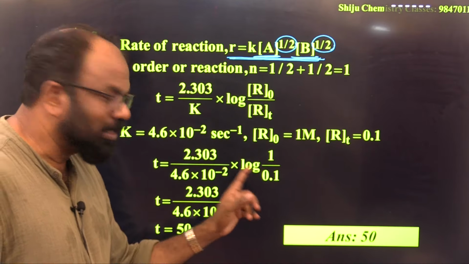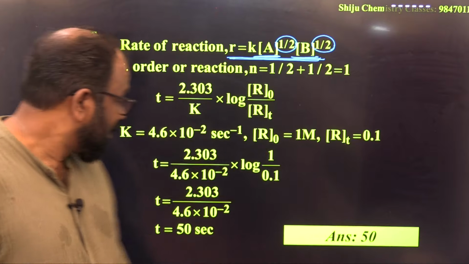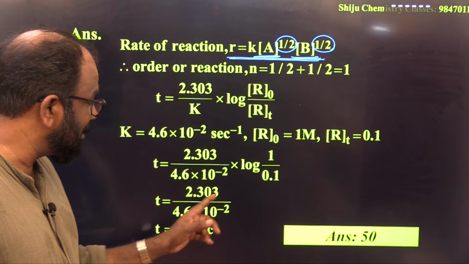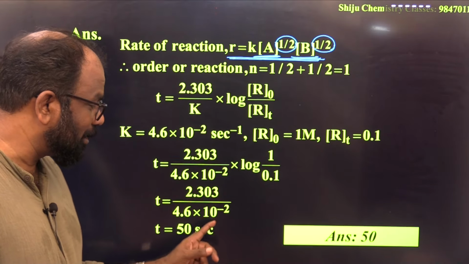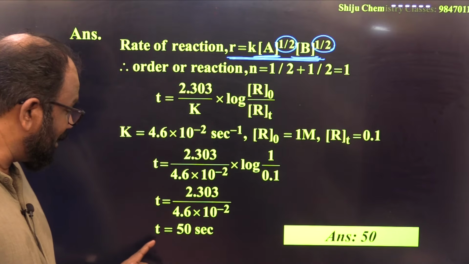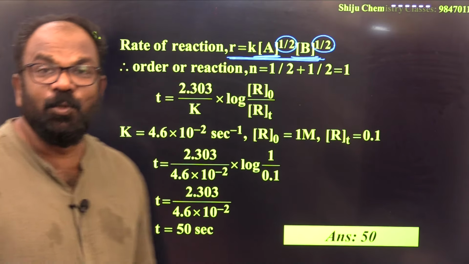This is equal to log 10. Log 10 is equal to 1. Therefore, t is equal to 2.303 divided by 4.6 into 10 raised to minus 2. That is, t is equal to 50 seconds. So here the answer is 50.